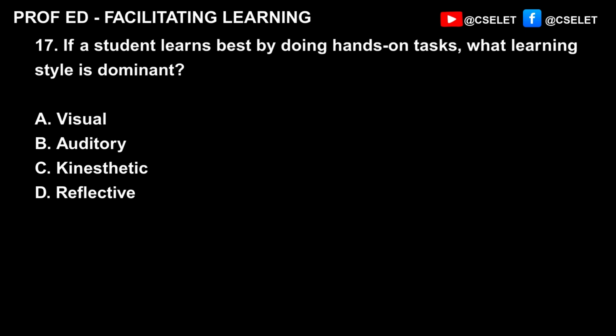If a student learns best by doing hands-on tasks, what learning style is dominant? A. Visual. B. Auditory. C. Kinesthetic. D. Reflective.